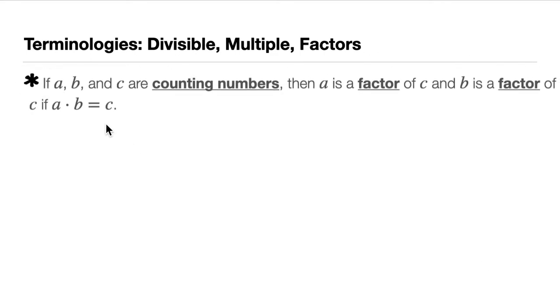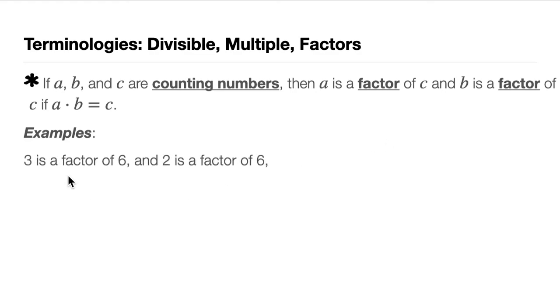Secondly, if A, B, and C are counting numbers, we say that A is a factor of C and B is also a factor of C if A times B equals C. Even though we're seeing the same equation, A times B equals C, we're now referring to A and B specifically because they're both factors of C. Using the same example, 3 is a factor of 6 and 2 is also a factor of 6, because when we multiply 3 and 2 together, the answer is 6. So this is a factor of 6, and this is also a factor of 6.